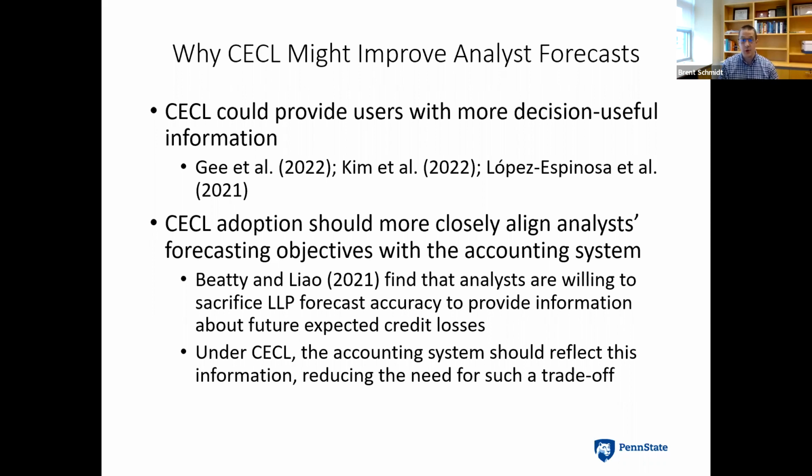And so using this idea, and again, this is ex ante, before we actually saw the impacts of CECL, one possibility we had in our minds is that now the accounting system would more closely reflect what analysts were already forecasting, which is closer to the true fundamental economic losses, right? And so as these two things start to better align, we may see better forecasts from financial analysts.